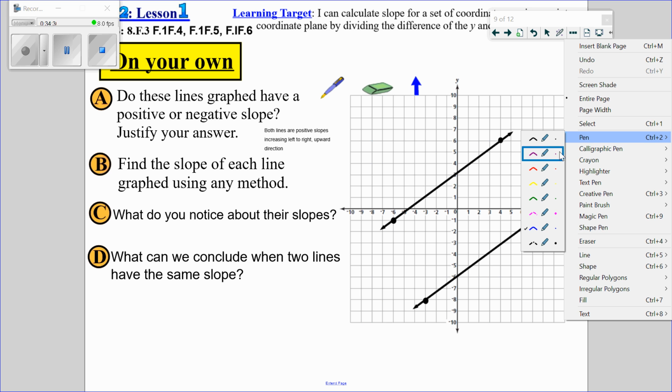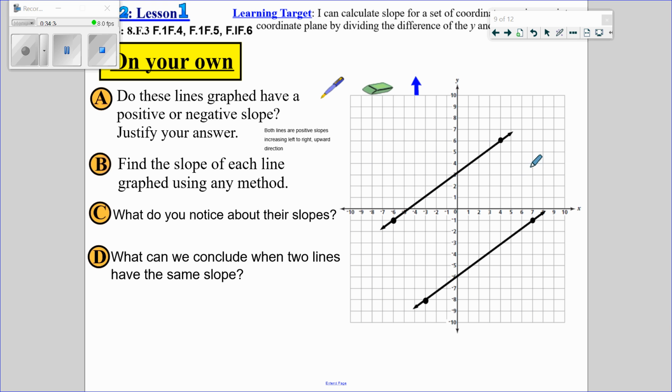Now we're going to answer the next part, which says, find the slope of each line graphed using any method. So I'm going to use rise over run. We'll look at the first line, and we're going to do rise over run. Okay, so now let's do the counting of the rise. 1, 2, 3, 4, 5, 6, 7. So I went 7 up, that's my rise. Let's do the run. 1, 2, 3, 4, 5, 6, 7, 8, 9, 10. So our 10 is the run to the right.